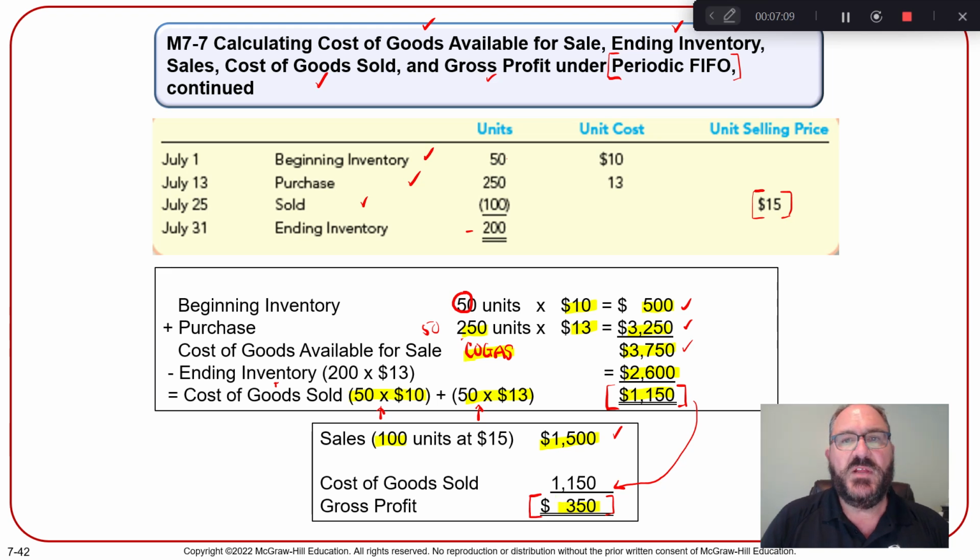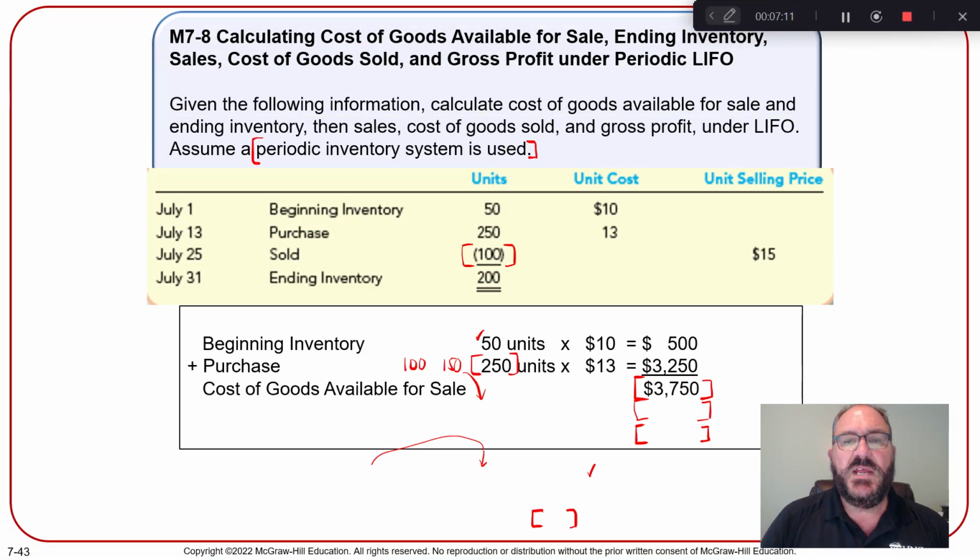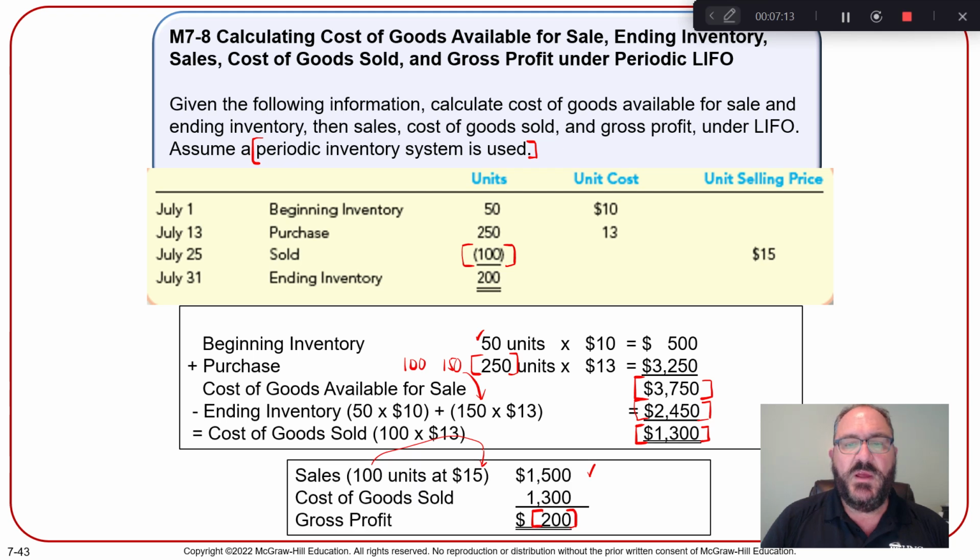Okay? Not too bad. Now we're going to do LIFO. Now remember, periodic LIFO, we're going to sell the last ones first. So what's going to happen here? We have the same inventory. But notice, our inventory now, because we're going to sell 100 of these $13 units, we got 150 of the $13 units left, and we got those 50 $10 units. That gives us our ending inventory value of 2,450.